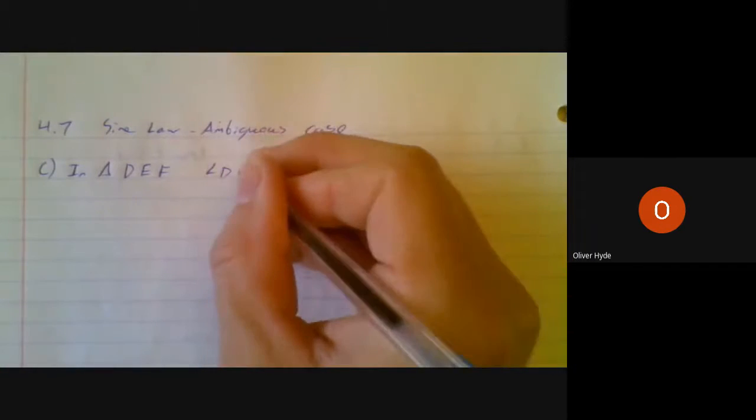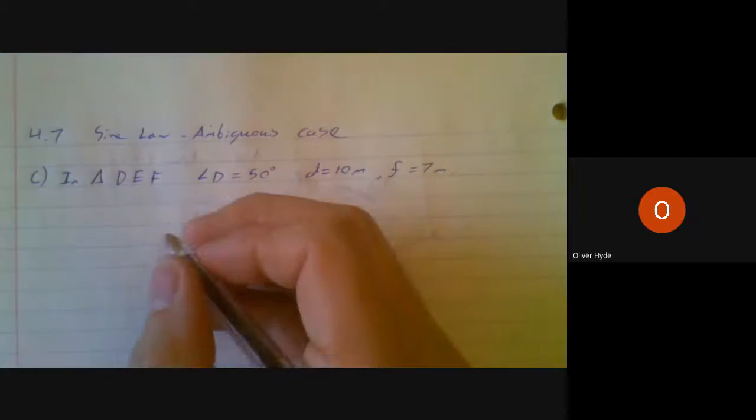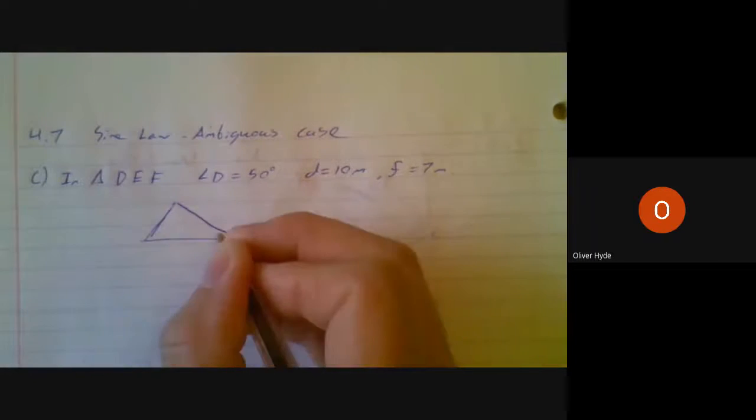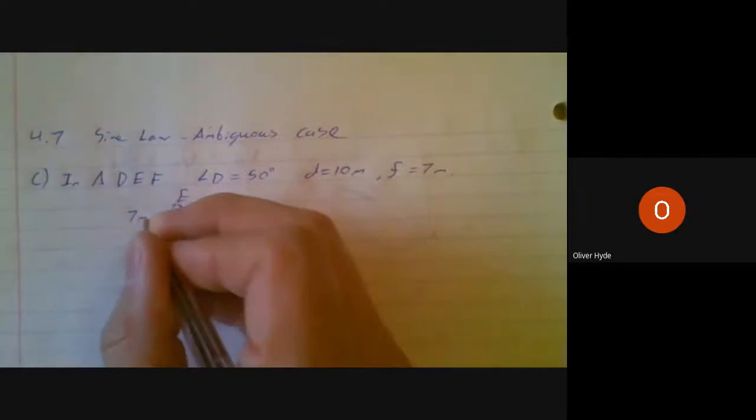Imagine we are given triangle, let's call it DEF, where angle D is 50 degrees, side length D is 10 meters, and I guess we'll say that side length F is 7 meters. So I'll just draw myself a rough sketch to organize what's given here. Call this DEF. Angle D is 50 degrees, side length D is 10 meters. Side length F is 7 meters, and this looks okay to scale here.